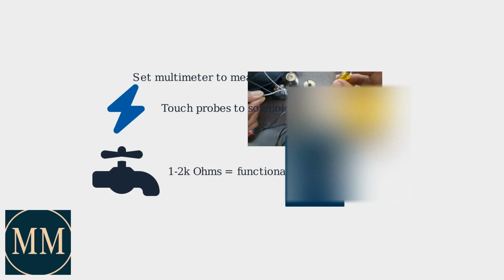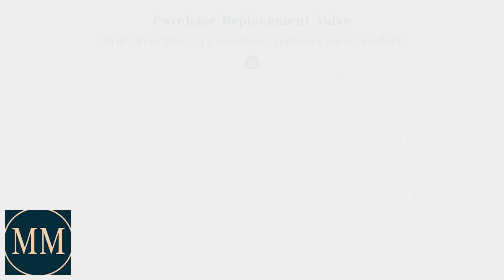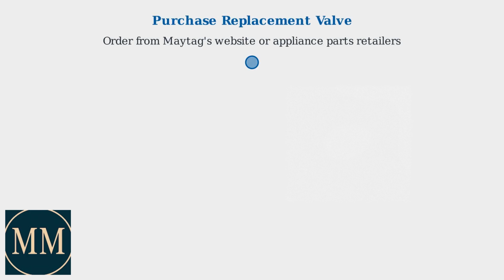A reading of approximately 1 to 2 kiloohms indicates the solenoid is likely functional and the valve is working properly. If the reading shows an open circuit or a shorted condition, the valve needs replacement. If the valve fails the continuity test or appears physically damaged, replace it.